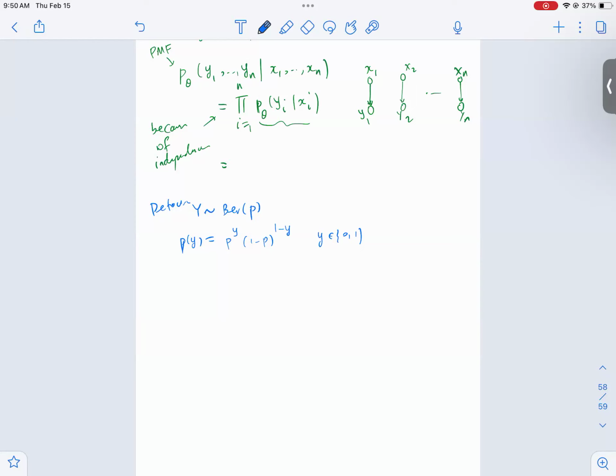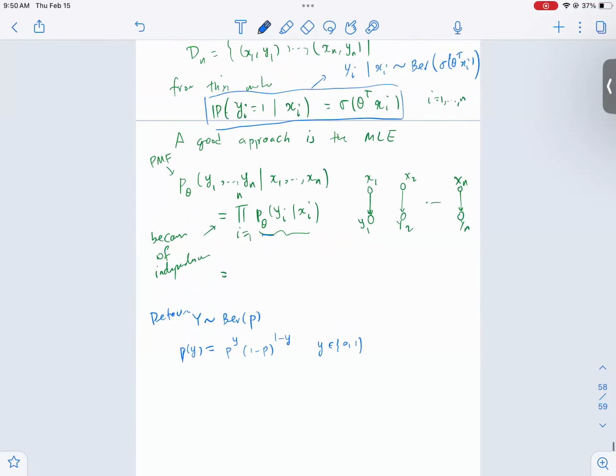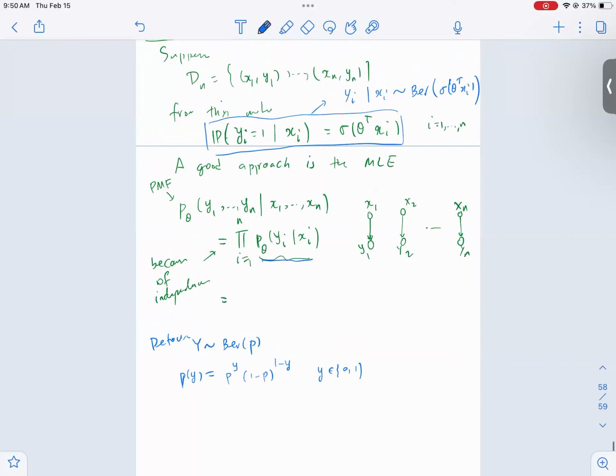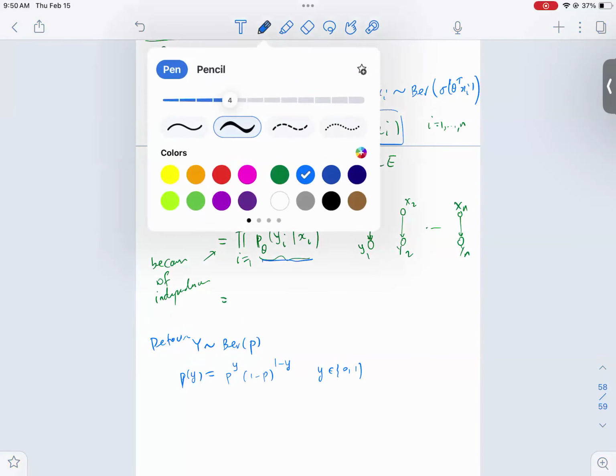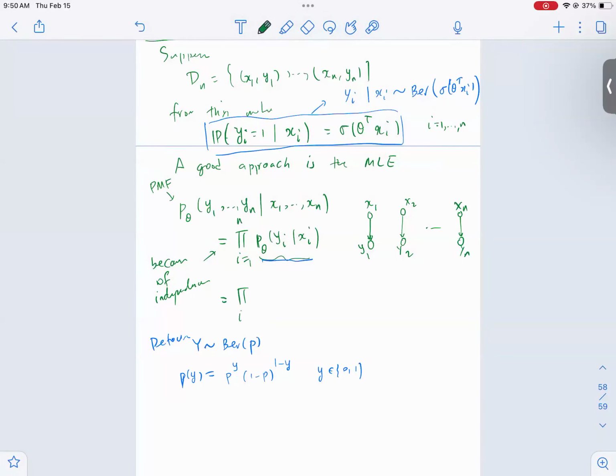So given this now, how can I write this? You have a product here. Someone tell me how to write this down.